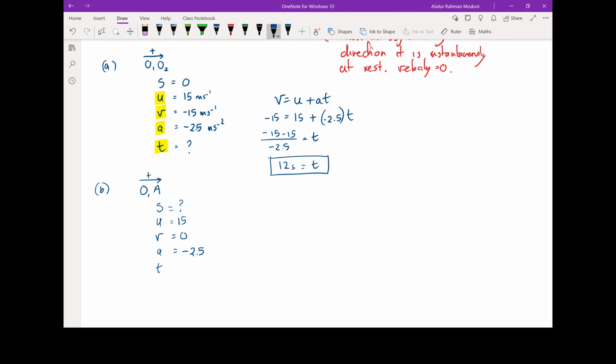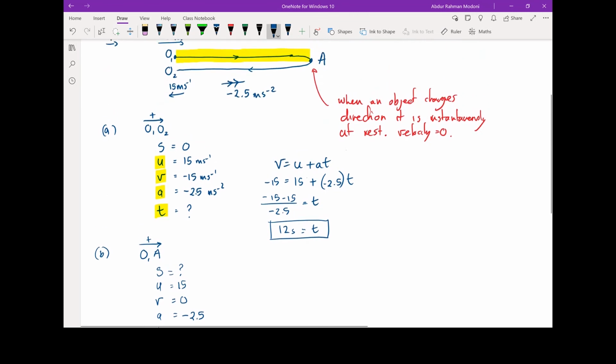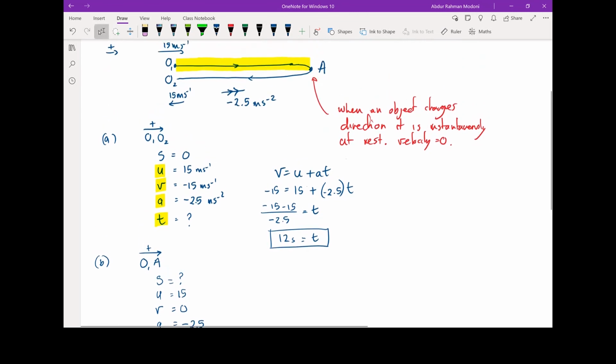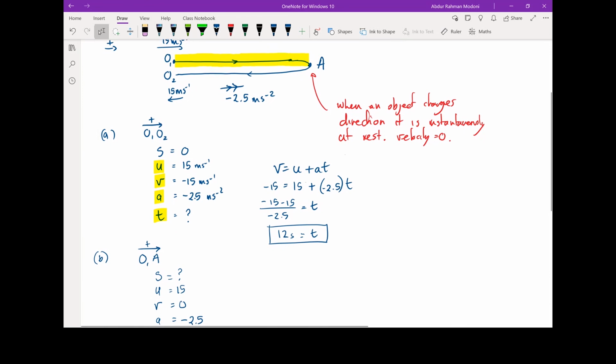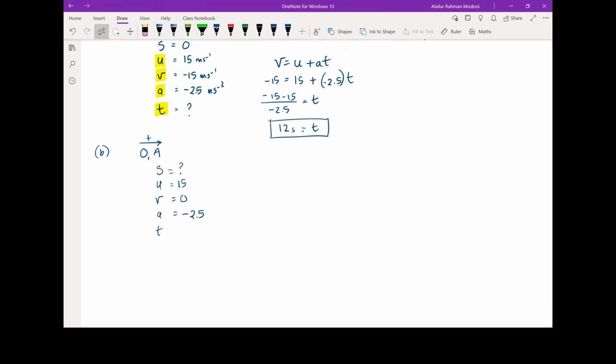So I have three quantities here. That's enough to find out the displacement. I could work out the time as well. Since I worked out the time in part 1 to be 12, all the way from O1 to O2, we know that O1 to A then must be half, because we have constant acceleration throughout the whole journey. But I'll go and use these quantities that I've got, V, U, A, and S, to form an equation.